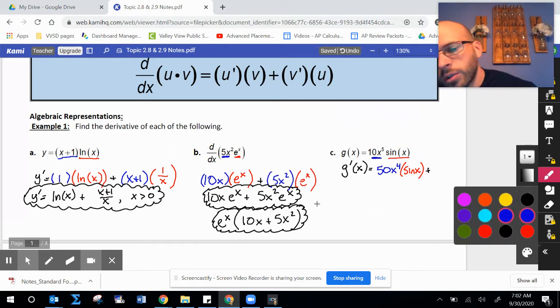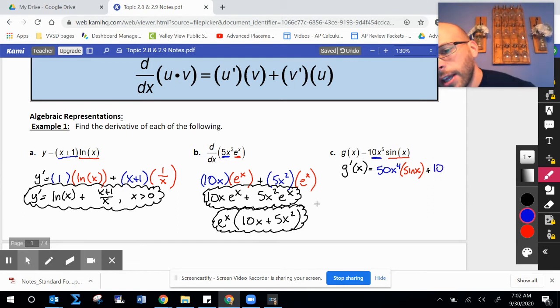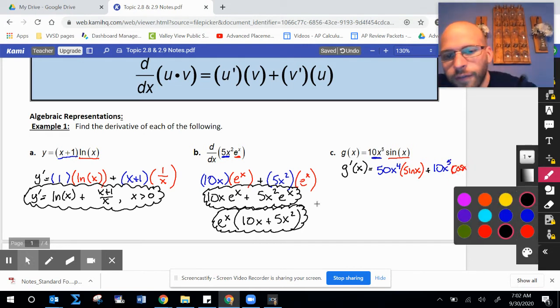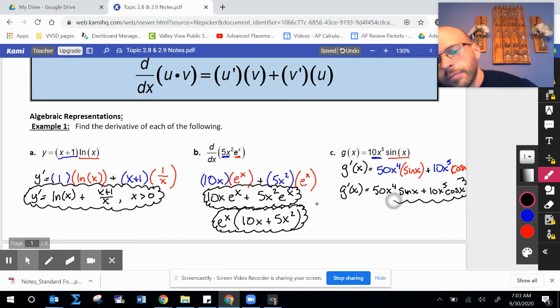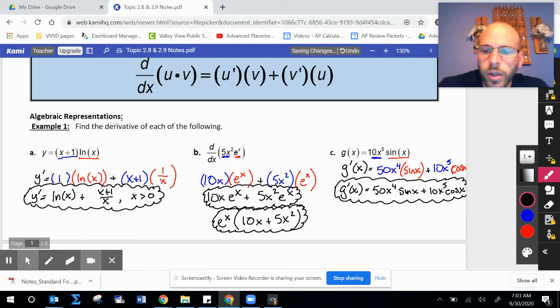Now we're going to leave the first one the same. So we're going to leave it at 10x to the fifth, and we're going to multiply it by the derivative of the second. And that is where I'm going to get my cosine of x. So what I get here from my derivative is g prime of x equals 50x to the fourth sine of x plus 10x to the fifth cosine of x.